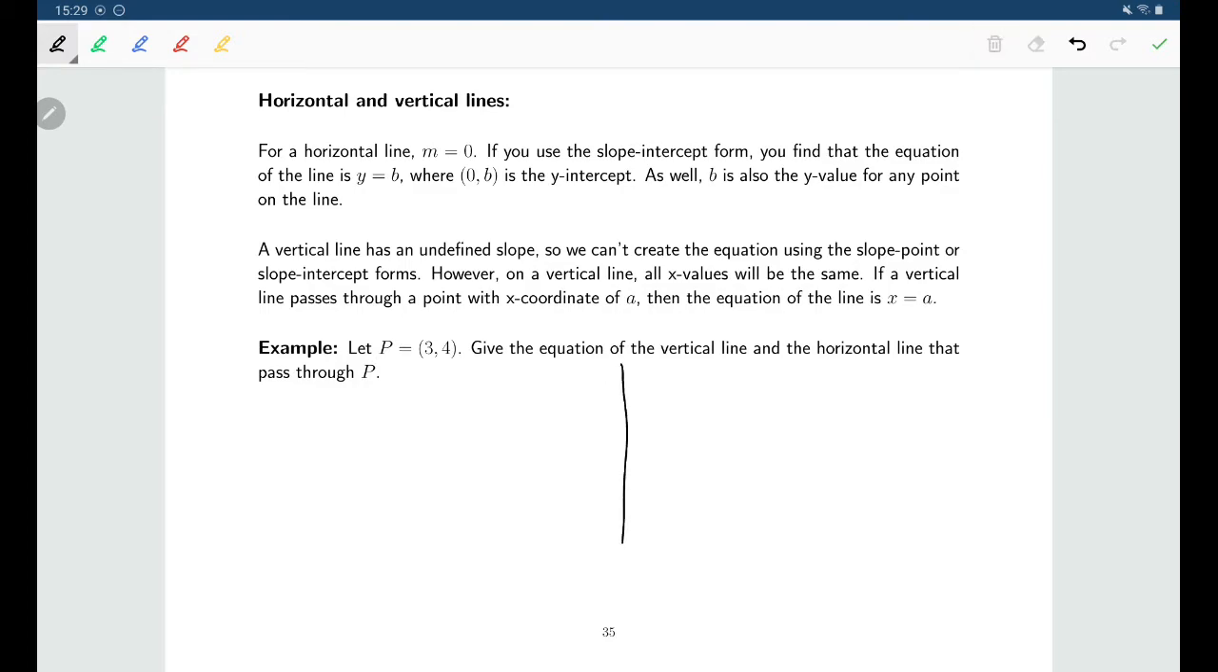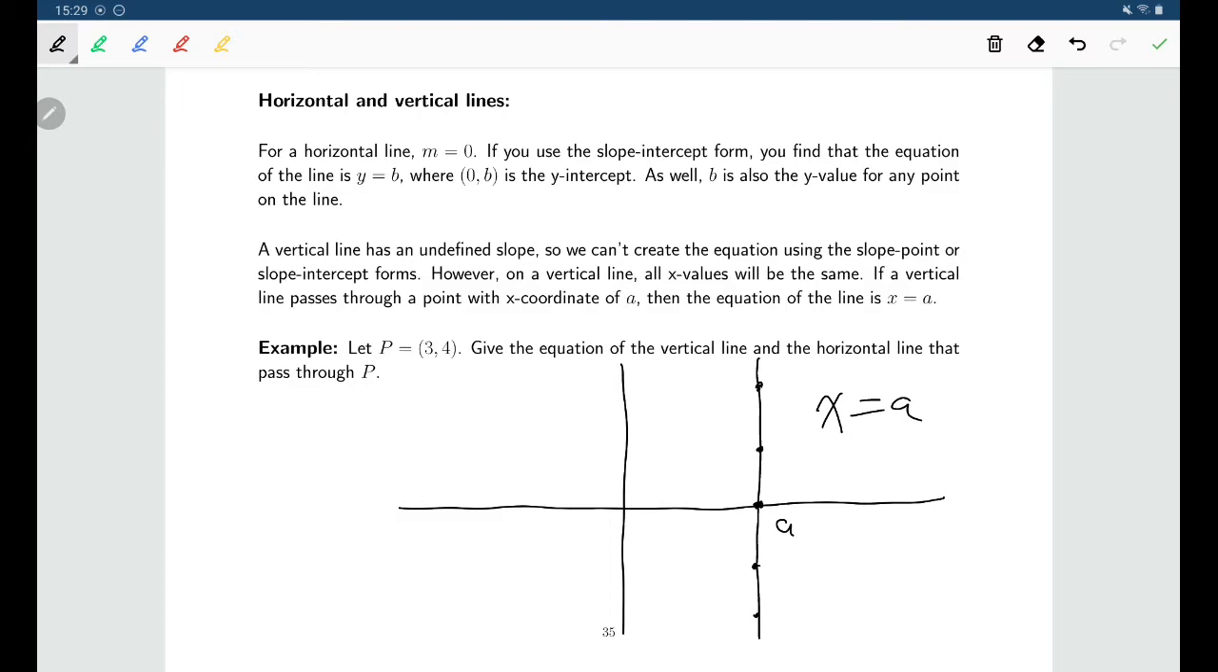Equivalently, if you're thinking about a vertical line, although the slope for a vertical line is undefined, if your vertical line goes through the point (a, 0), then any other point on that vertical line would have that same x coordinate of a. So you could describe this line just by saying that x is equal to a, that on this line, the x coordinates are always a.